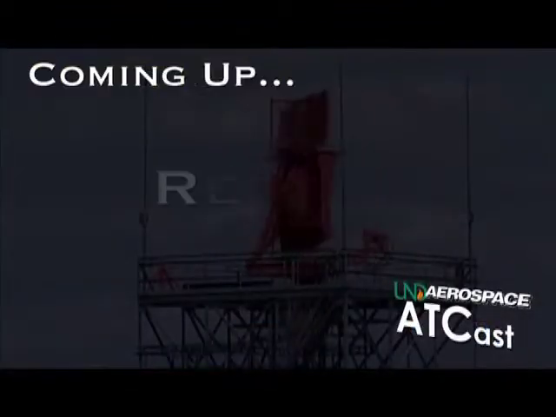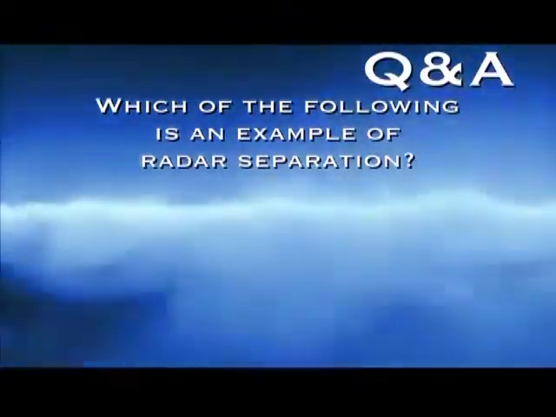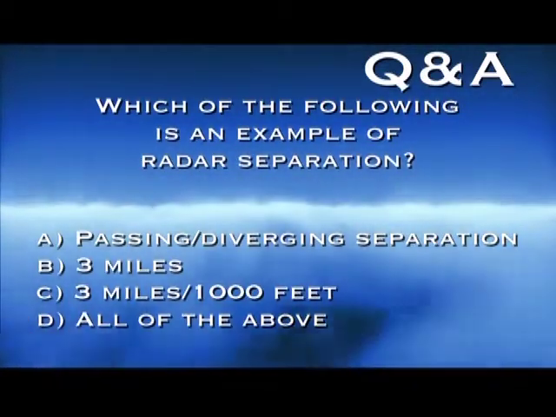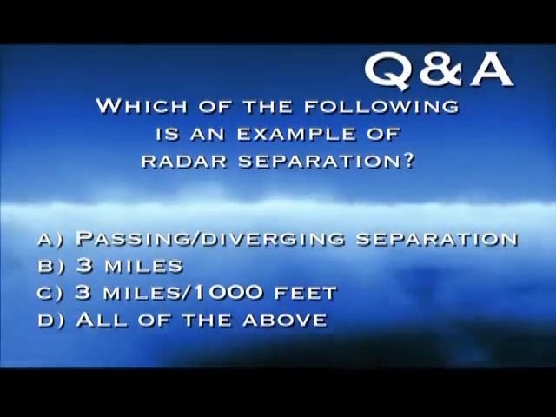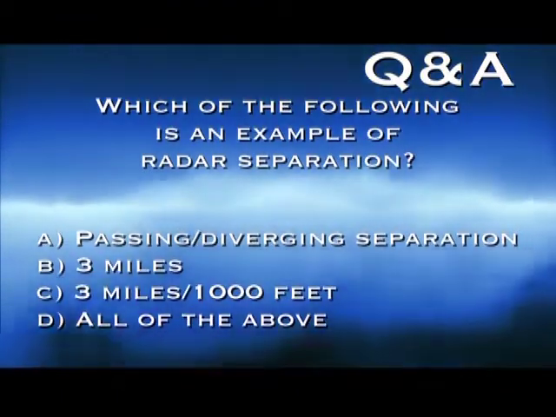Coming up next, we'll review the key concepts from this episode. Which of the following is an example of radar separation? A. Passing or diverging separation. B. 3 miles. C. 3 miles and 1,000 feet. Or D. All of the above.